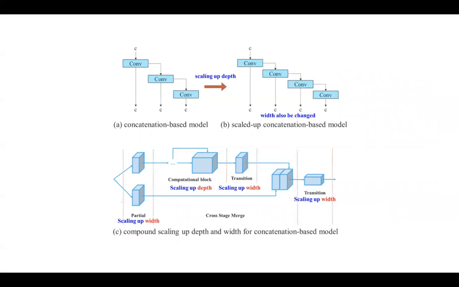But YOLOv7 introduces compound model scaling for a concatenation-based model. The compound scaling method allows us to maintain the properties that the model had in the initial design and thus maintain the optimal structure. Compound scaling works as follows. Scaling the depth factor of a computational block also requires a change in the output channel of that block. Then width factor scaling is performed with the same level of change on the transition layers.